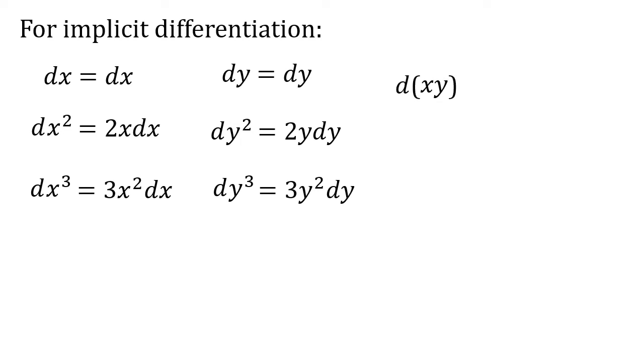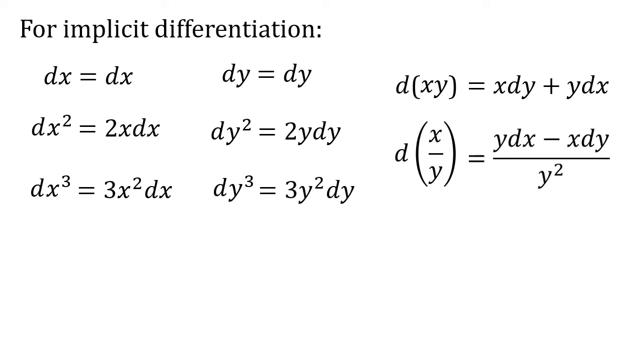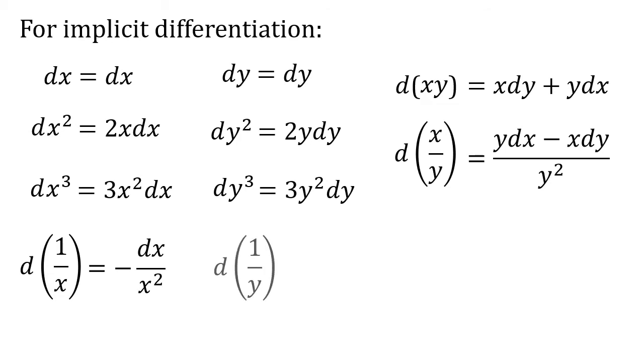Let's say we have xy, the derivative of xy. In this case, we will apply the product rule. So this will become x dy plus y dx. If you're going to encounter x over y, the derivative of x over y, you will apply the quotient rule. So it will be y dx minus x dy all over y squared. If you're going to have the derivative of 1 over x, you will apply the principle of the derivative of the reciprocal. So this will be negative dx over x squared. And if you have the derivative of 1 over y, it is simply negative dy over y squared.